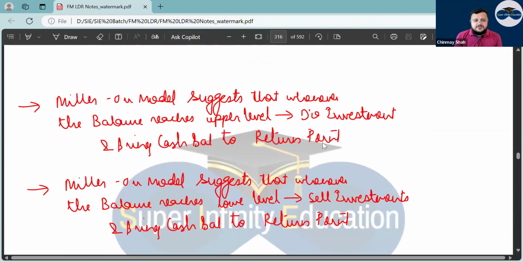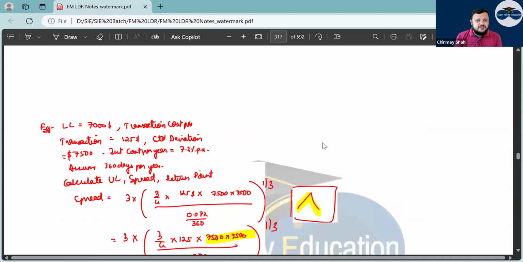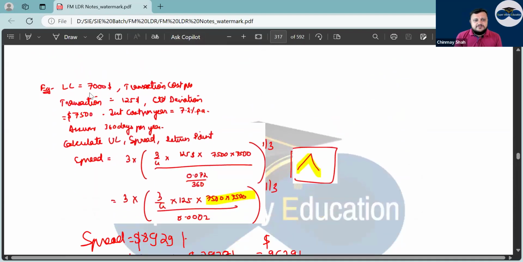Then at the end, when you sell the investment, something of this type comes up: 7.2% per annum, and assume there are 360 days. So it says interest cost per day. You will have to do 7.2%, or 0.072, divided by 360. This is one type of question that comes up.